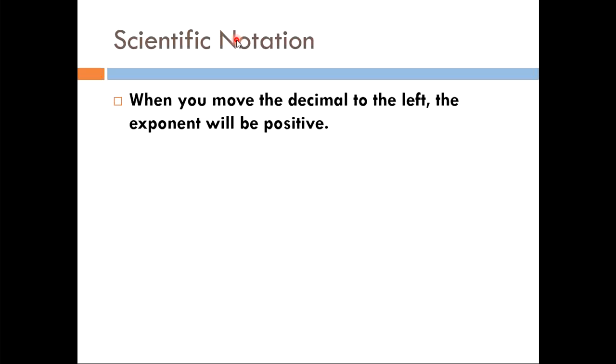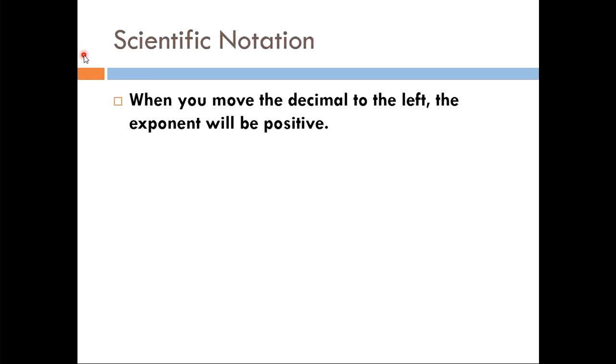Okay? So we usually use scientific notation to represent very large numbers or very small numbers, like 0.00000000502. Right? We don't want to write all those zeros, nor do we want to count all those zeros. So we want to go ahead and condense that number, and we use scientific notation to represent that small number. And again, we do the same thing for a large number. So keep in mind that when you move the decimal to the left, the exponent will be positive.